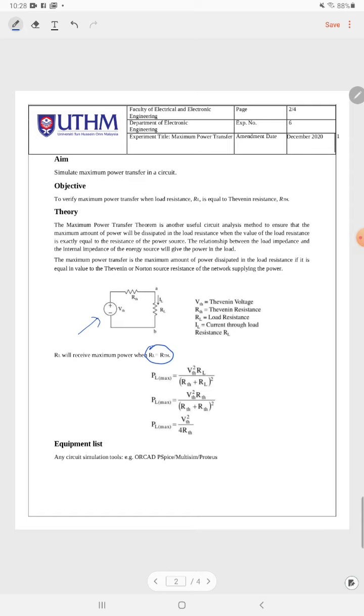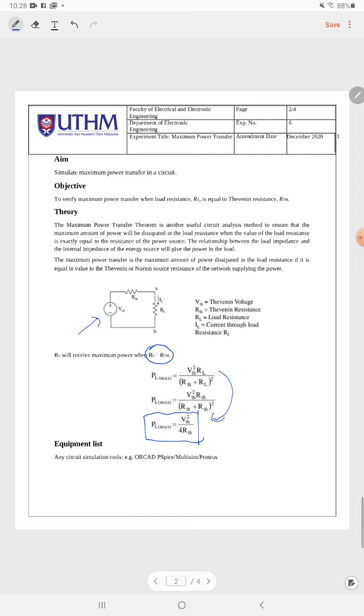So from the power formula, we get that PL max is equal to VTH squared RL divided by (RTH plus RL) squared. And then when we elaborate this equation, at the end, maximum power is given by this formula, which is VTH squared divided by 4 RTH. So we are using this formula in order to find your P maximum.